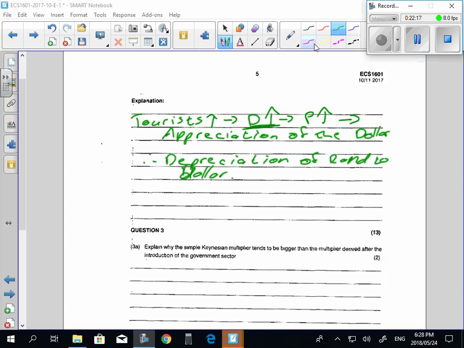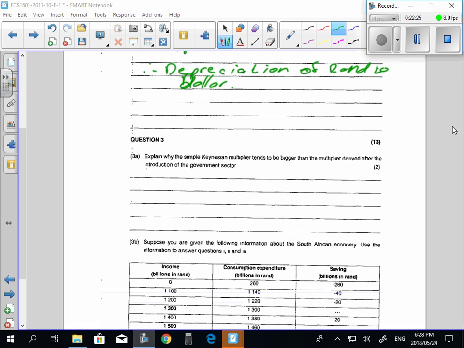Explain why the simple Cartesian multiplier tends to be bigger than the multiplier derived after the introduction of the government sector. Firstly, what you need to know is that your simple Cartesian graph or your simple Cartesian multiplier includes only consumption and investment. Now, what they're saying here is that the multiplier is larger in your simple Cartesian graph than it is in your Cartesian graph with a government sector. The reason for that is because of your tax rate. When we include the government sector, we don't only include government expenditure, but also taxation.